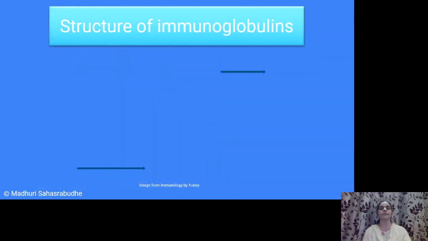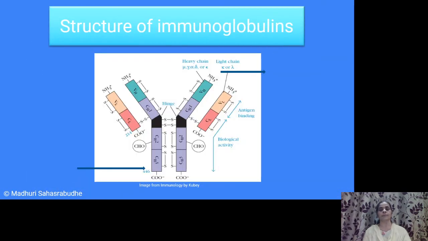To start with the structure of immunoglobulin. If you look at the diagram carefully, you'll observe that immunoglobulins are made up of four chains. Two are short chains and two are longer chains. These short chains are called light chains, whereas the larger chains are heavy chains. This is the Y-shaped model of immunoglobulin.